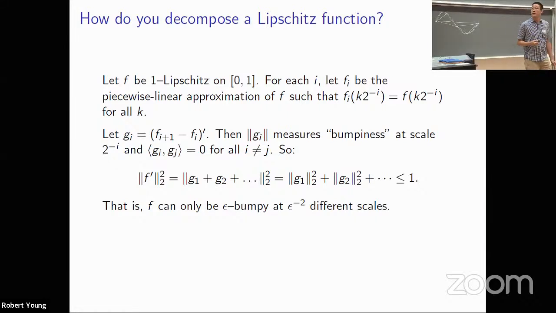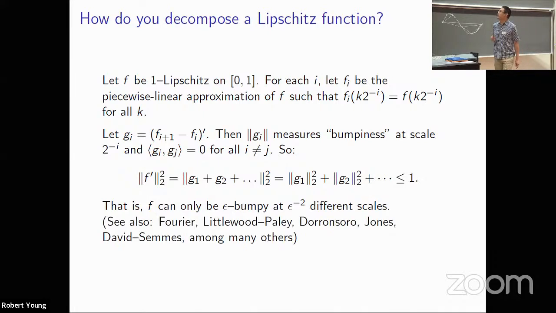The function can only be epsilon bumpy at about epsilon squared different scales. So this Weierstrass construction is more or less the best we can do, the most complex Lipschitz function we can construct. And so this is an important idea in a lot of analysis.